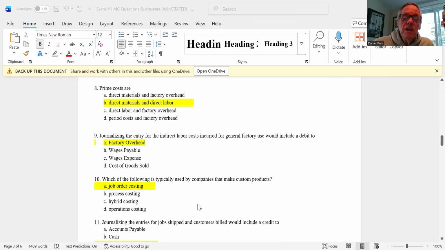Which of the following is typically used by companies that make custom products? When you hear custom products, think of job order costing. So the answer there is A.